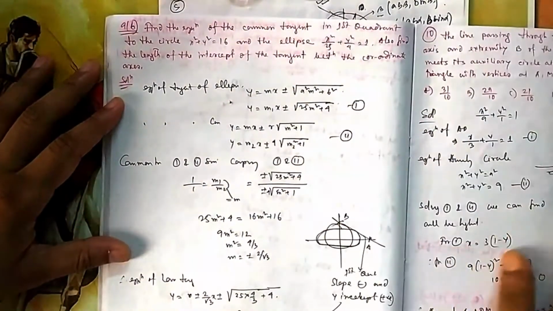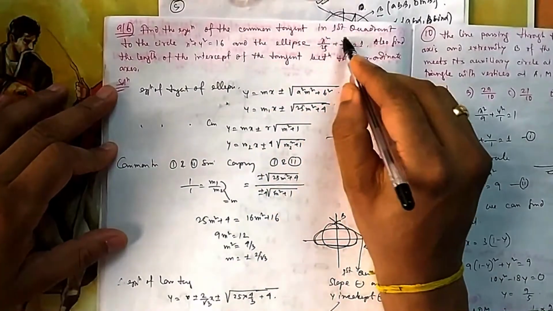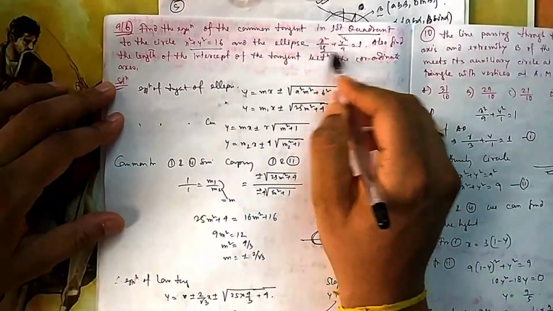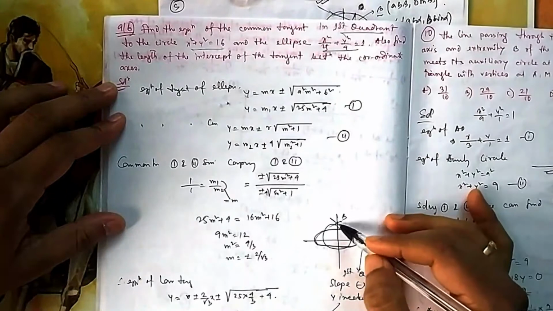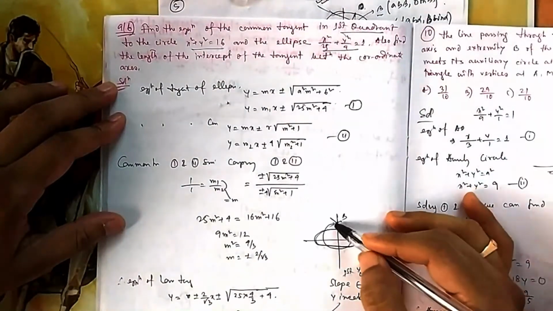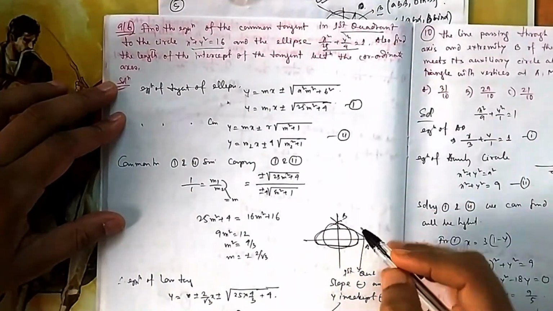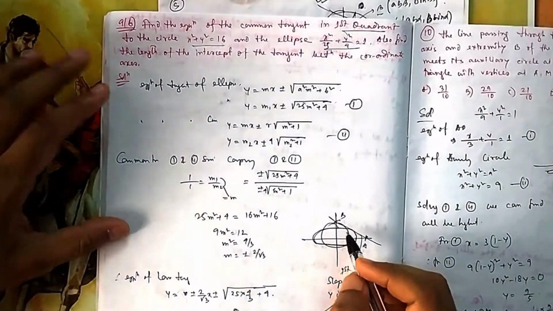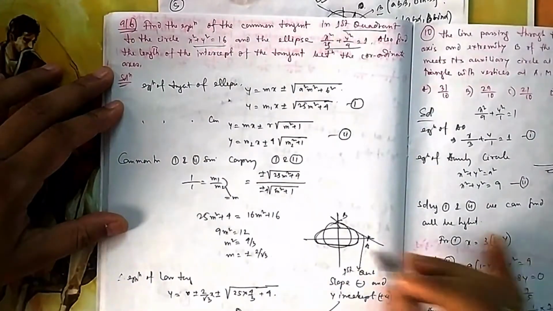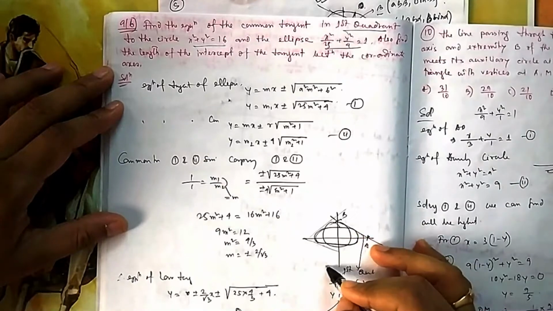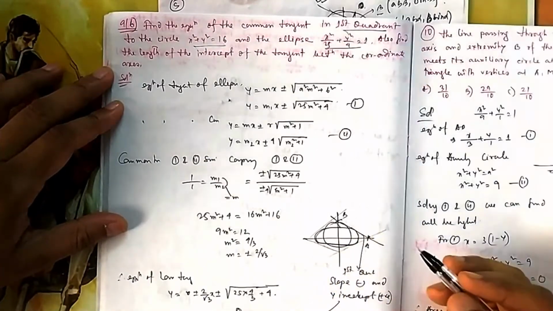Next, if you come to question number 9b: find the equation of the common tangents in the first quadrant to the circle this and the ellipse this. This type of question we have already seen. This is the circle, this is the ellipse, so you have to find this one. Because there are common tangents, in the case of a circle and an ellipse you could have 4 tangents.